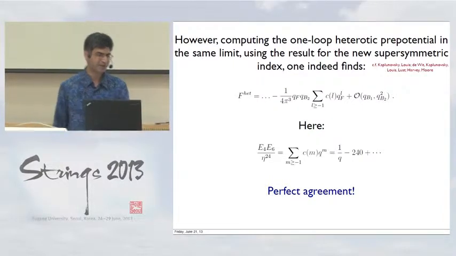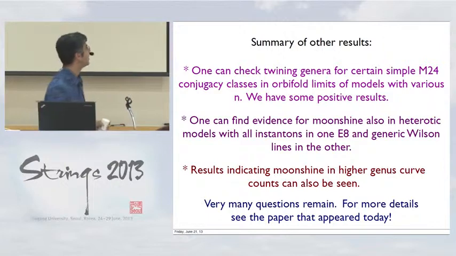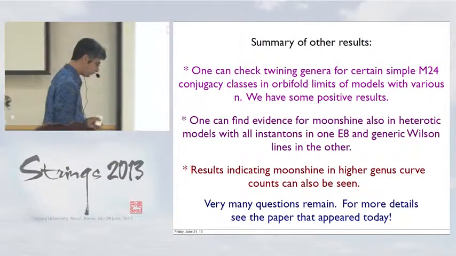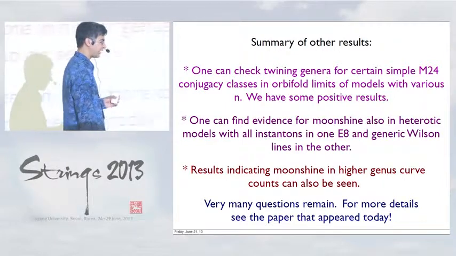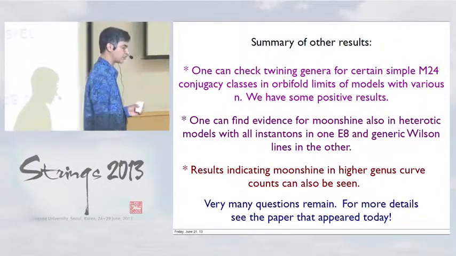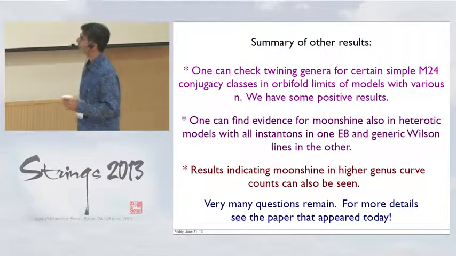That was all a mouthful. I'm also out of time. So let me just summarize what else we were able to do and end my talk. What I tried to give you is some numerological or modular information that indicates that some kind of moonshine may be occurring much more generally than in compactifications on K3.